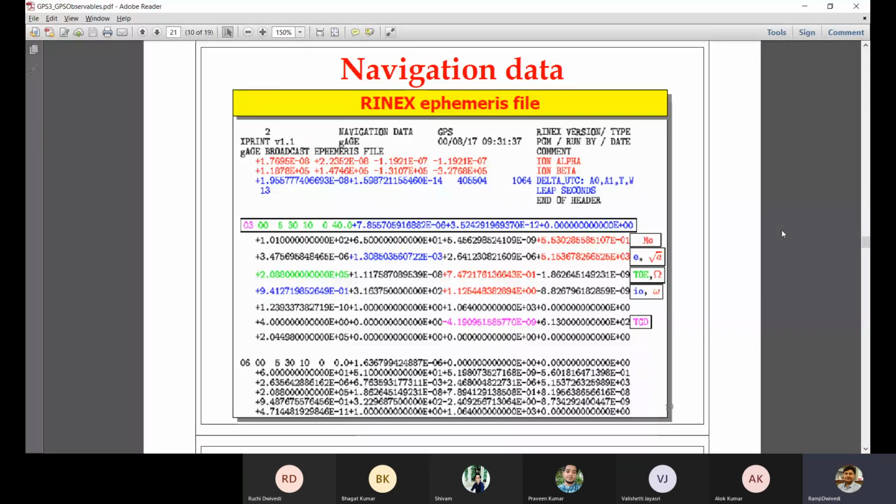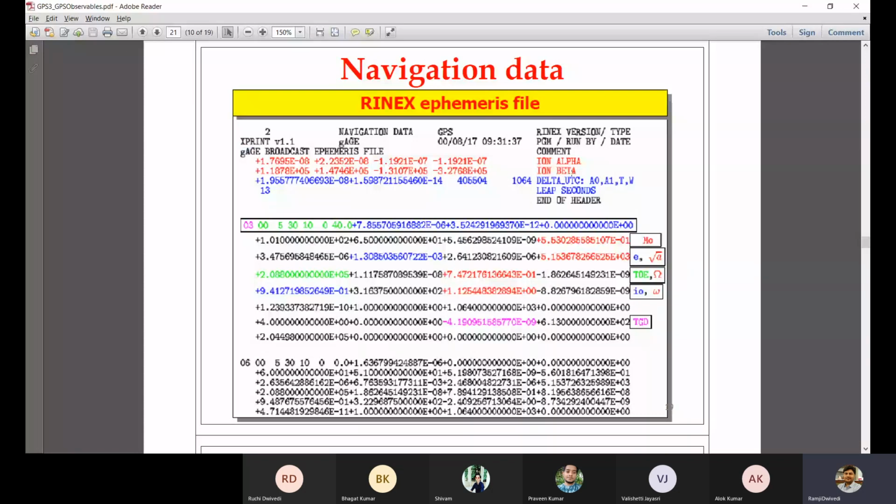So it is also RINEX version 2 navigation data, GPS Xprint version 1.1, GAUGE, run on 17th August 2009, 31 37. GAUGE broadcast ephemeris file. GAUGE is a station name, 4 character. Then ION alpha, ION beta, delta UTC, A naught, A1, T.